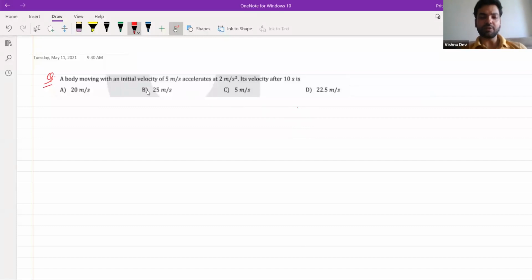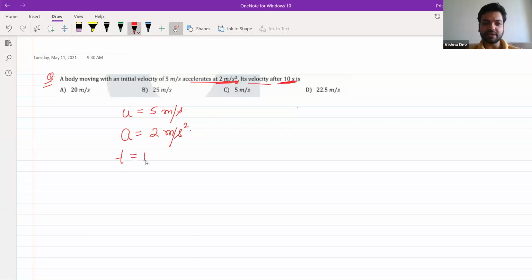Okay, let us see what all things we have here. A body moving with an initial velocity of 5. That means it's very clear that u is 5 meter per second and accelerates at 2 meter per second square. That means this is acceleration. Its velocity after 10 seconds. So time given is 10 seconds and you have to find v after 10 seconds. So what we will do, we'll just use the first equation of motion, or you can say the definition of acceleration.